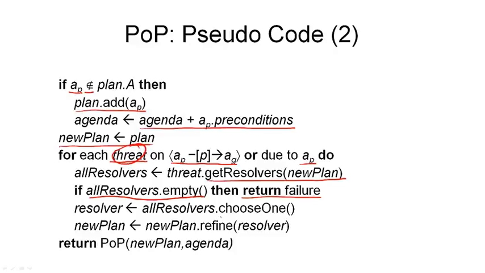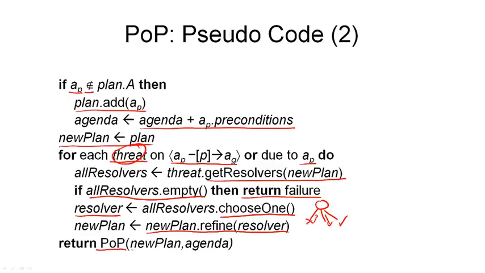If there are resolvers, then we need to choose one of them. And again, this is a non-deterministic choice point, which means we may have to backtrack to this point. If we fail in one of the branches, we go back and try a different branch until we reach one where we succeed. And then we take our resolver that we've just chosen and apply that to our current plan. So we take the new plan and refine it according to that resolver, which gives us a modified new plan. And then we can simply do the recursive call.